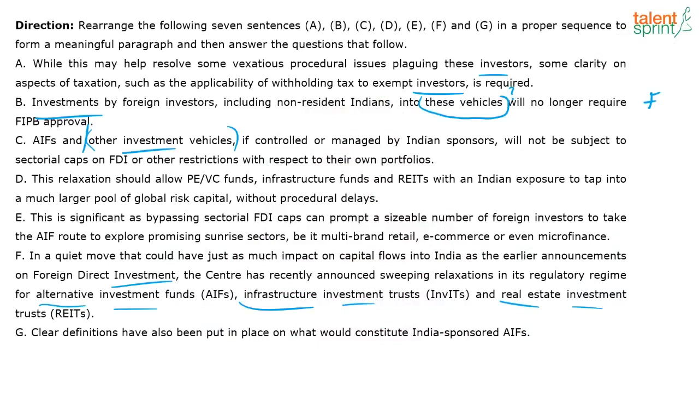investments, and pay attention to the different types of investment vehicles that I've mentioned. I highlighted that as well, right? Alternative investment funds, infrastructure investment funds, real estate investment funds. Now you tell me what can be the next logical sequence after F. So I have already highlighted clue words for you. You need to tell me what is the most logical sequence after F.